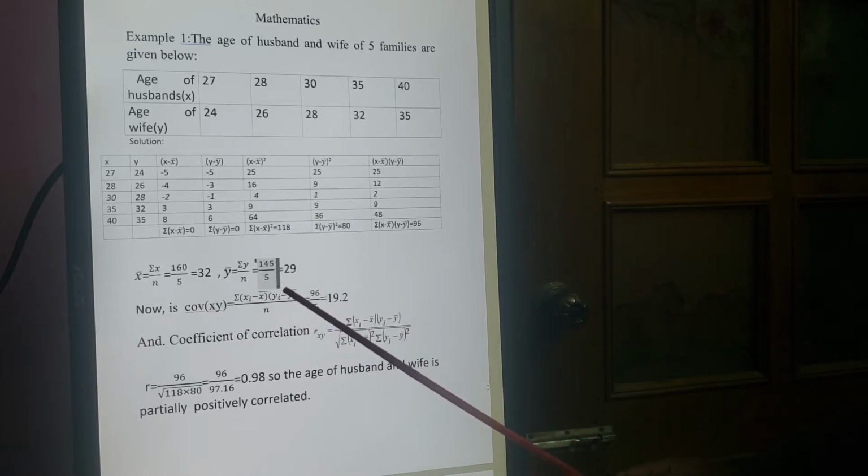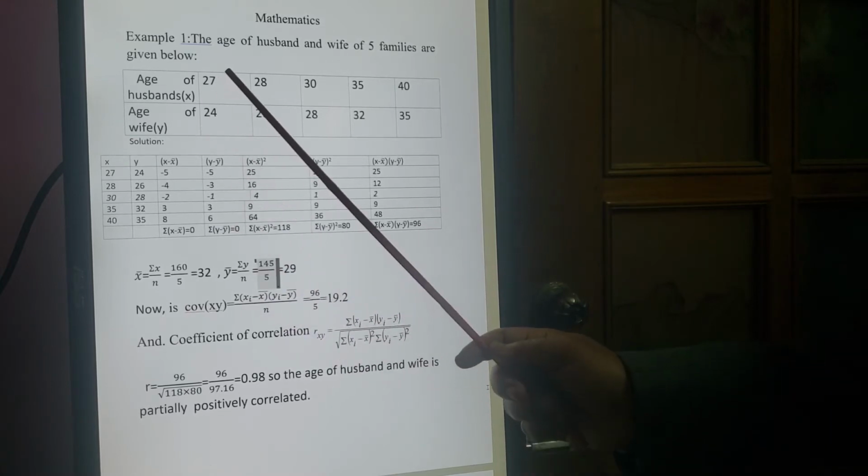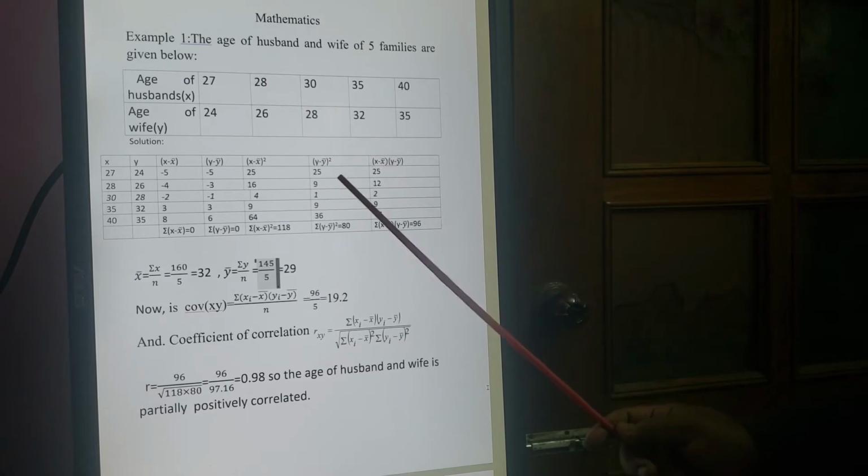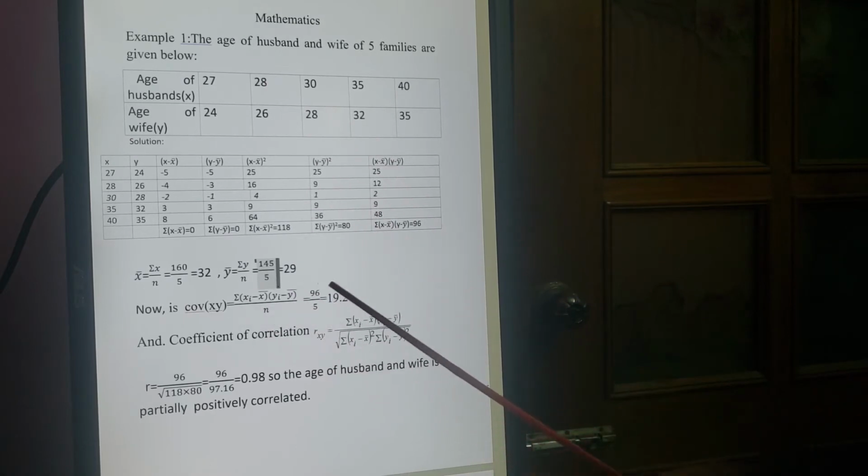Summation (xi minus x bar)(yi minus y bar) is 96. Divide by n. And how many pairs are there? 1, 2, 3, 4, 5. 5 pairs. That is divided by 5. That is 19.2. This is the covariance of x and y.